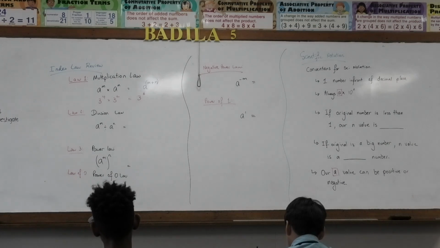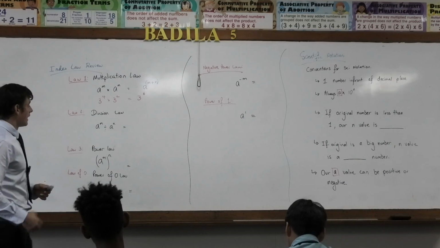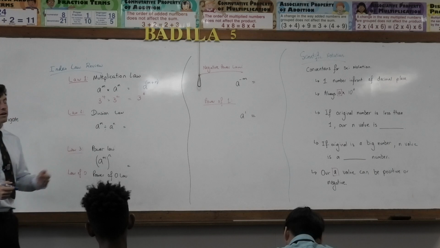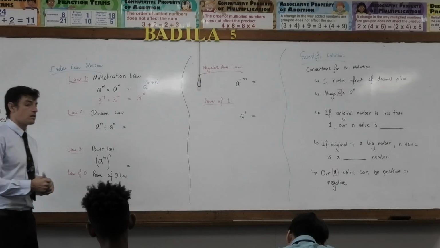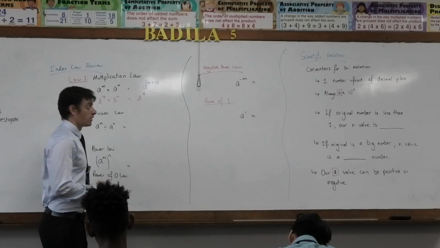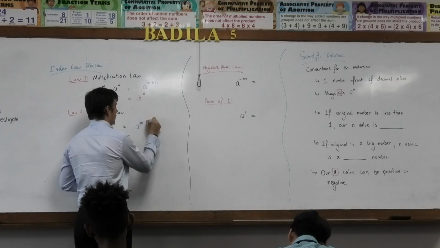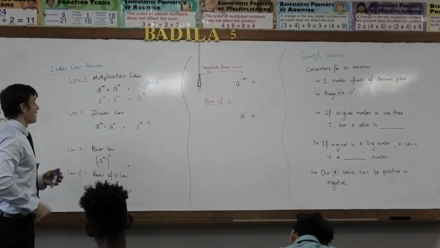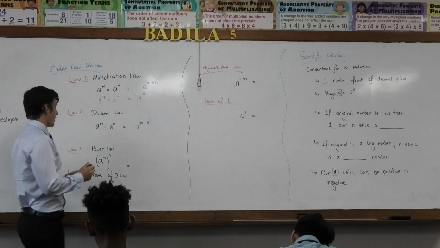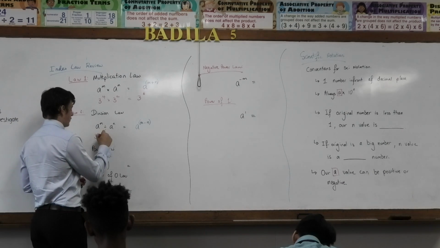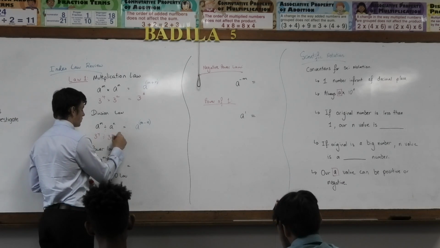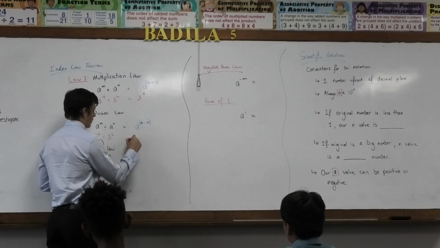Cool. The division law, a to the power of m divide a to the power of n. What's that law? Thanks, Alan. M minus n. Yep, so a to the power of m minus n. Cool. With our example above, 3 to the power of 4 divide 3 to the power of 2 equals 3 to the power of 2.